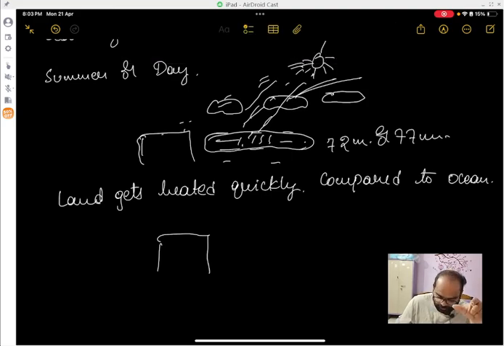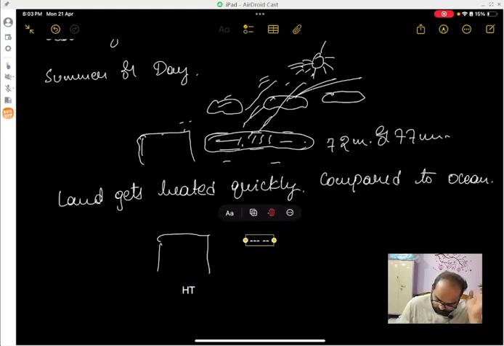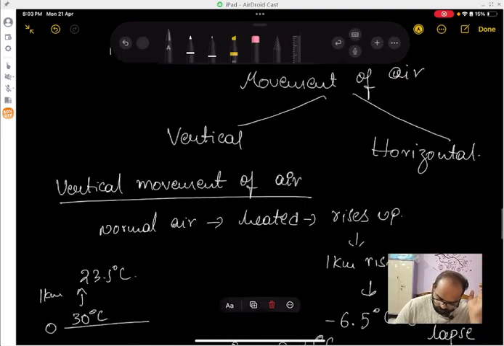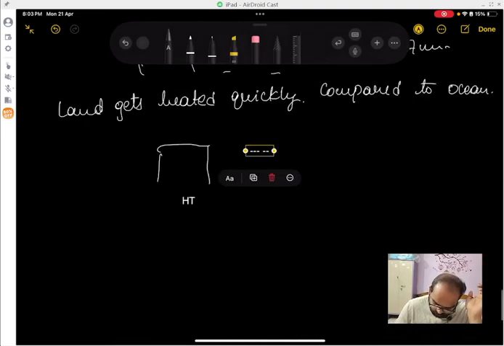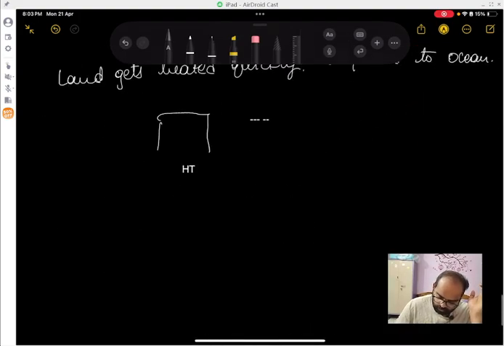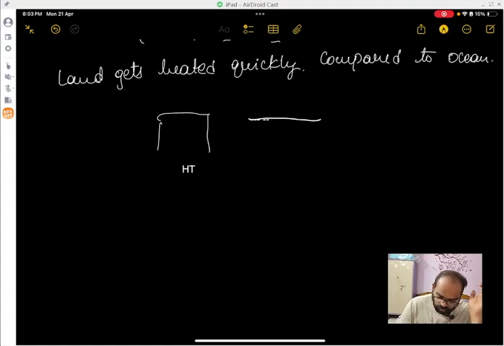Land part has high temperature, and oceanic part has, sorry, oceanic part has low temperature, and land part will have high temperature.